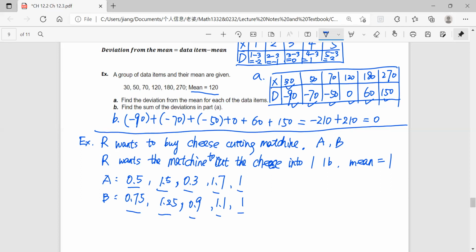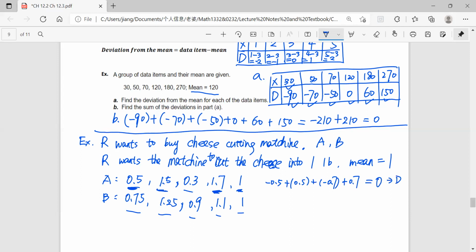But let's see the deviation, the sum of the deviation. So the deviation for this one is negative 0.5, and then plus the next one, this data minus 1 is 0.5, and then plus 0.3 minus 1 is negative 0.7, and then this data minus 1 is 0.7, and 1 minus 1 is 0, and I add them together, that's 0. The sum of deviation is 0.